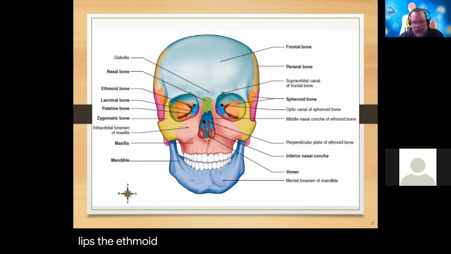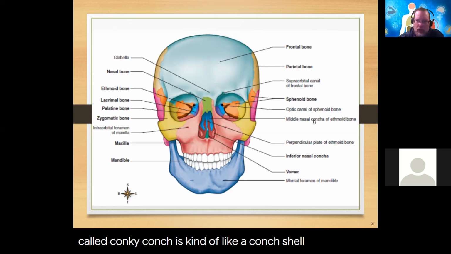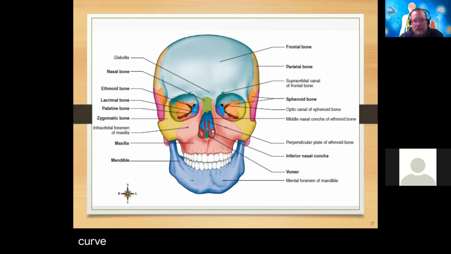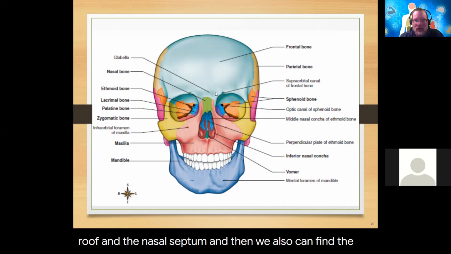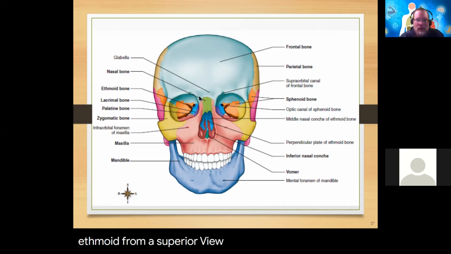The ethmoid, you can see the ethmoid forming that nasal septum there, and a couple of other structures called conchae. A concha is like a conch shell, kind of a curve. So just know the ethmoid forms the nasal roof and the nasal septum, and we can also find the ethmoid from a superior view, looking down at the anterior section of the floor of the skull. It's also where we find a couple of sinuses.